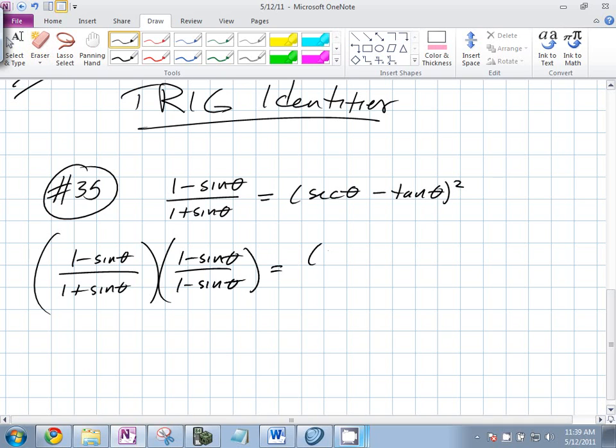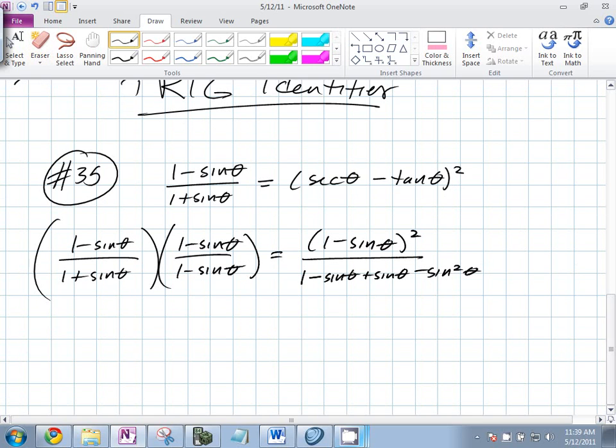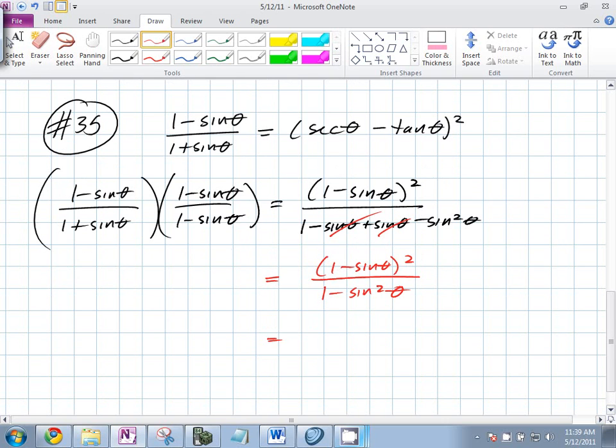This becomes 1 minus sine theta squared. We can talk about later, but what does the bottom become? 1 minus sine theta plus sine theta minus... What happens to those two signs in the middle? Whoop, they're gone. And this turns into 1 minus sine theta squared all over what? 1 minus sine squared theta. But what is 1 minus sine squared? Cosine what? So we have now 1 minus sine theta squared all over what? Now this is not exactly what we want, but it is. Do we have some squares in there now? Yeah, we actually have some squares in there at this point, which is kind of nice.